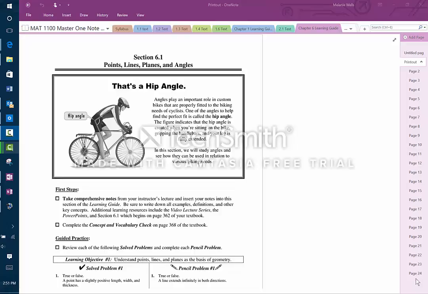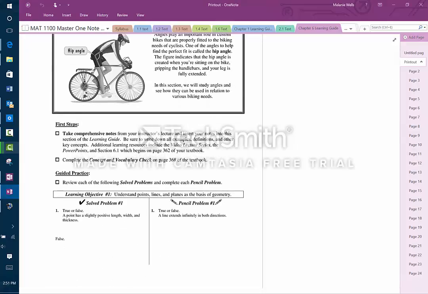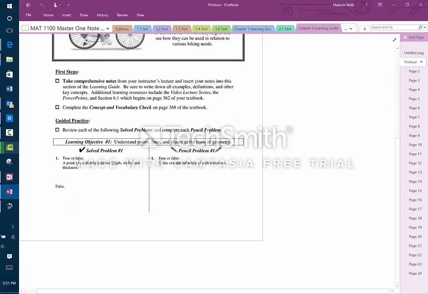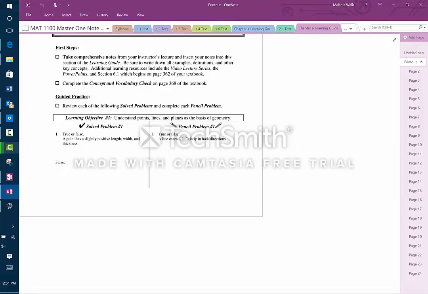In 6.1, make sure that you read the text. There are many definitions and many descriptions of different just basic geometry terms that you'll want to be familiar with. Points, lines, planes, angles, angle measurements. So make sure that you read all of that in your textbook.